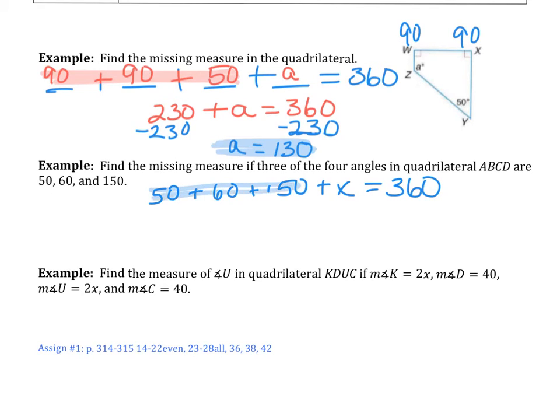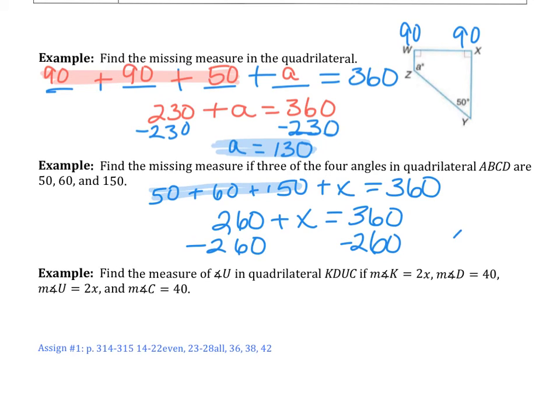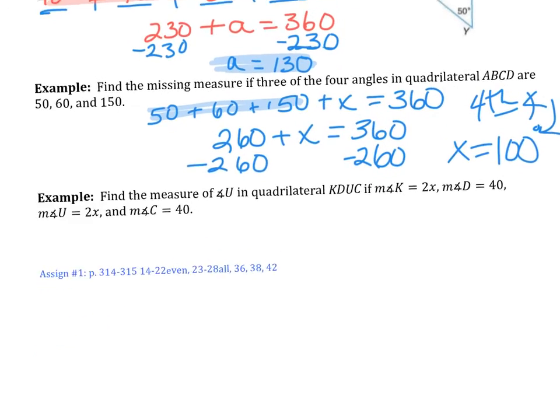I combine my like terms here again. My like terms are that 50, 150, and 60, so that would be 260 plus that x is equal to 360. We're going to use our algebra to solve for x. Subtract 260 from both sides. I've got x is equal to 100 degrees. So that 4th angle would be that 100 degrees right there. And again, that was just setting up what we know about the interior angles of a quadrilateral.